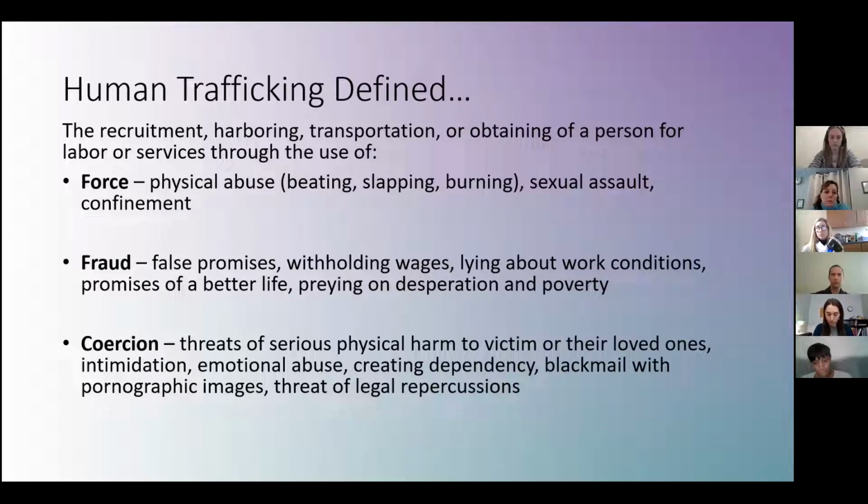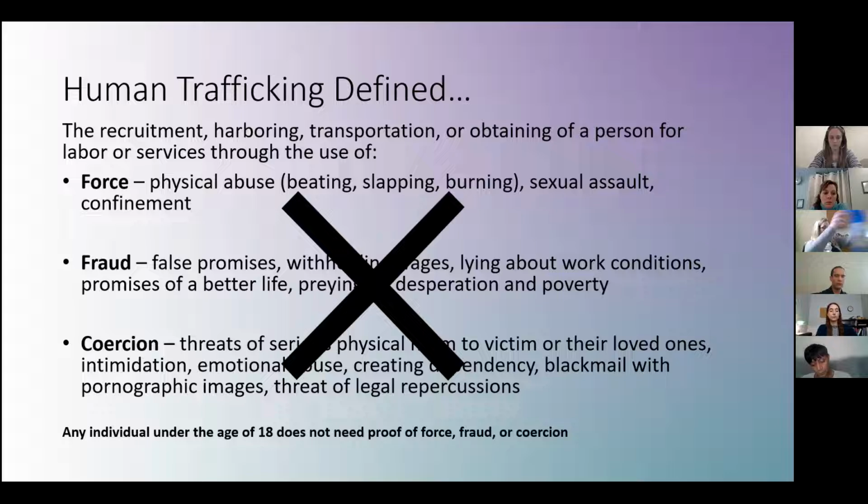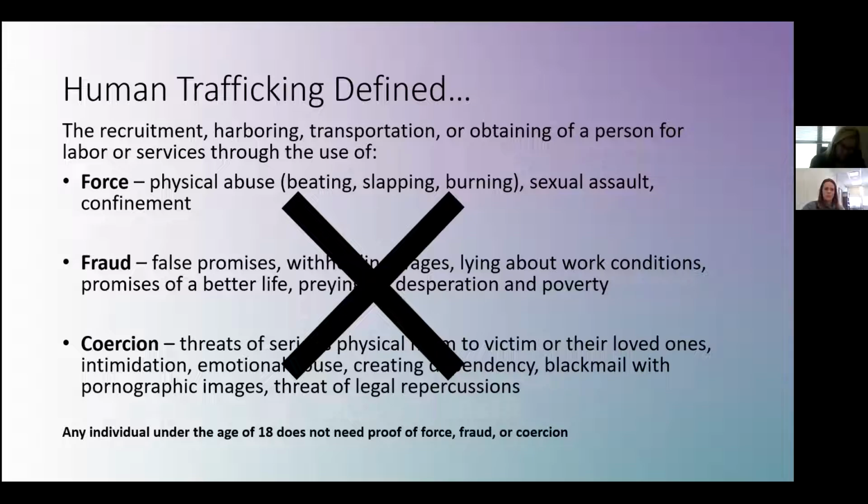These three components are only necessary for individuals 18 and older. However, you don't need to prove all of them. There just needs to be one component for it to be trafficking. On the other hand, if the individual is under the age of 18, there does not need to be proof of force, fraud, or coercion. Under the federal definition of sex trafficking, victims under the age of 18 are automatically victims regardless of whether or not force, fraud, or coercion is present.